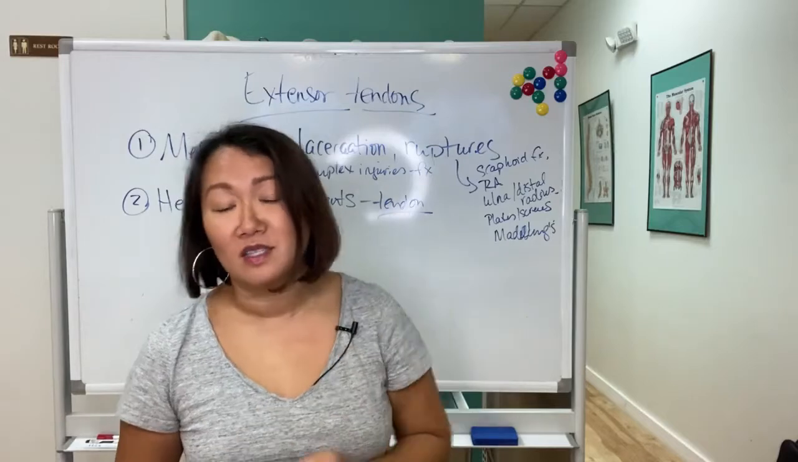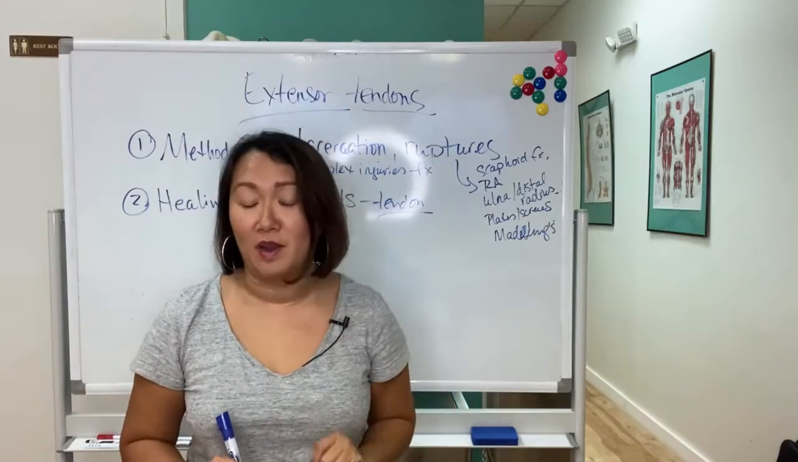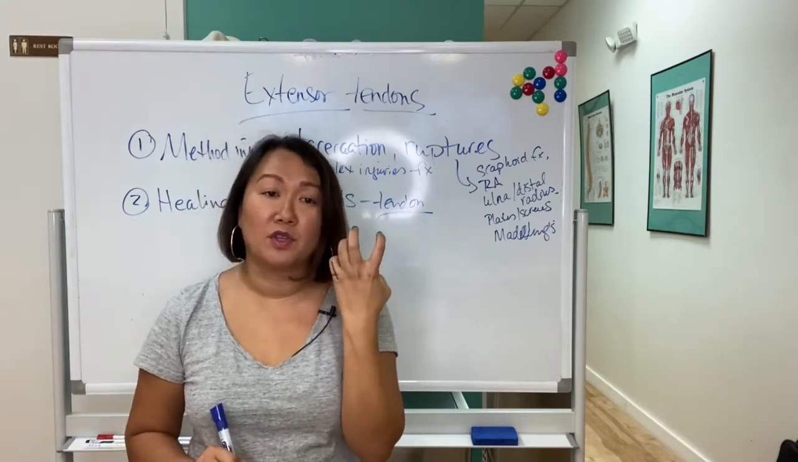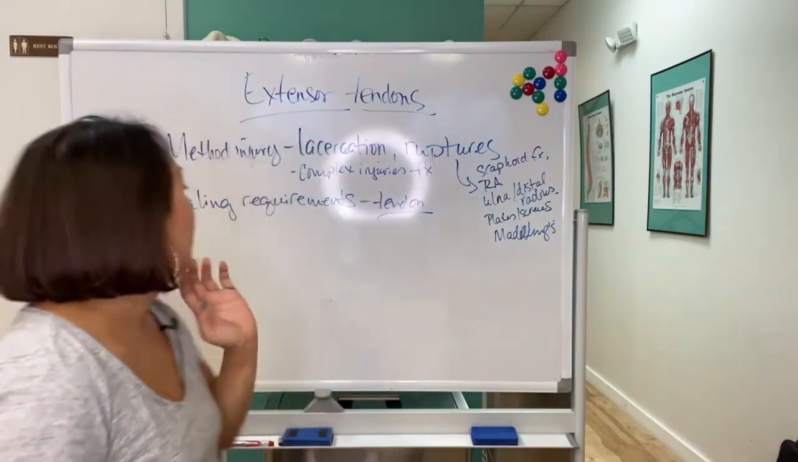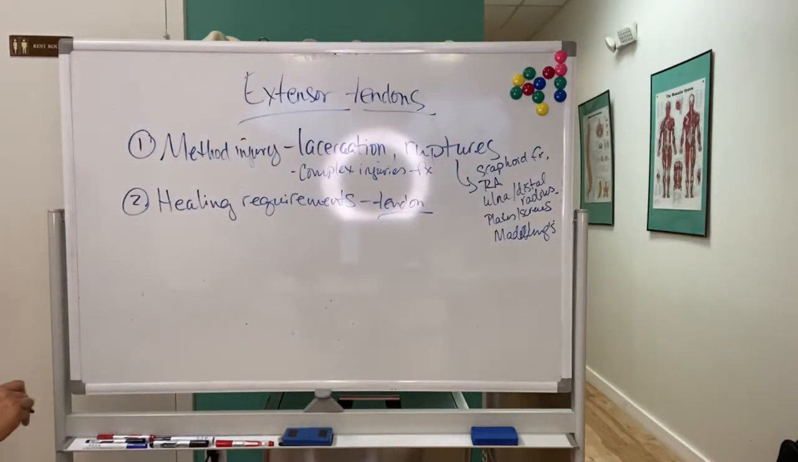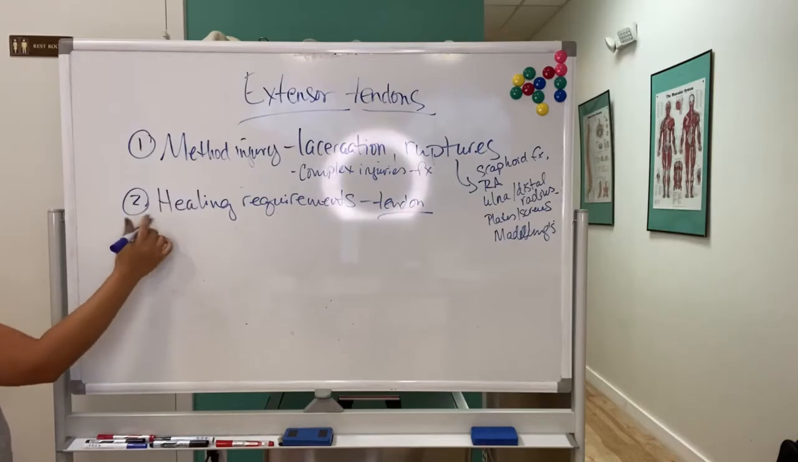And the hardest zones tend to be from 1 to 4, right? The smaller the joint, the smaller the structures, the harder it is. So the healing requirements are pretty much the same. Just keep those things in mind when you're thinking about what's going on, right?